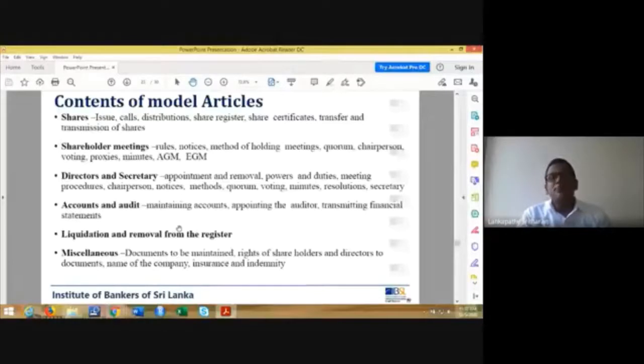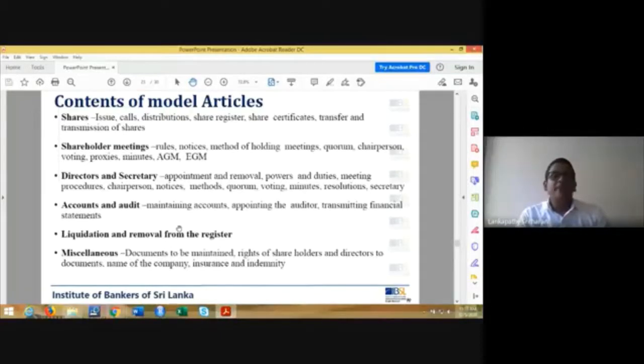And shareholders meeting, the rules, notices, method of holding meetings, quorum, chairperson, voting, proxies, minutes, AGM, EGM, those information should be mentioned in the article of association. In the model article of association, this information is available. And directors and secretary, appointment and removal of the directors or secretary, powers and duties of the directors and secretary, meeting procedures, chairperson, notices, method, quorum, voting, minutes, resolution, and secretary related things. Everything has to be mentioned in the article of association.